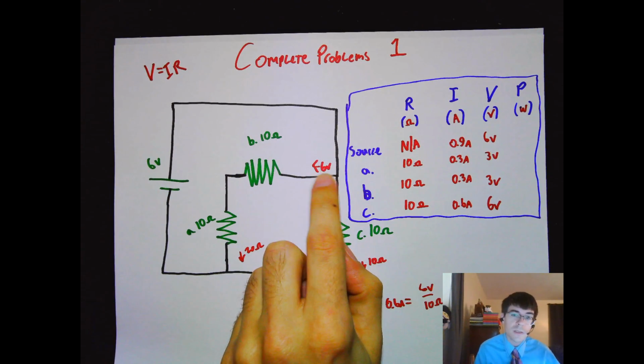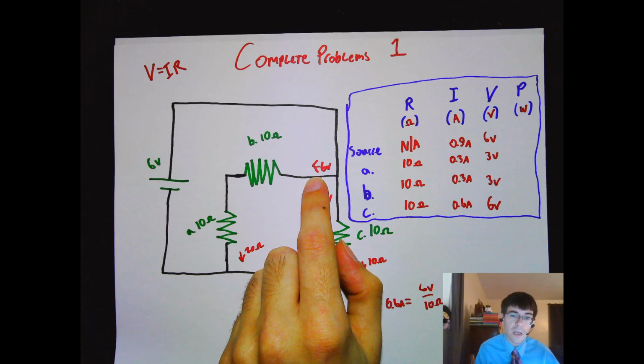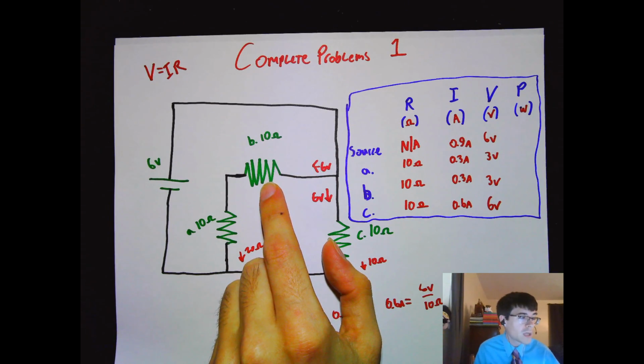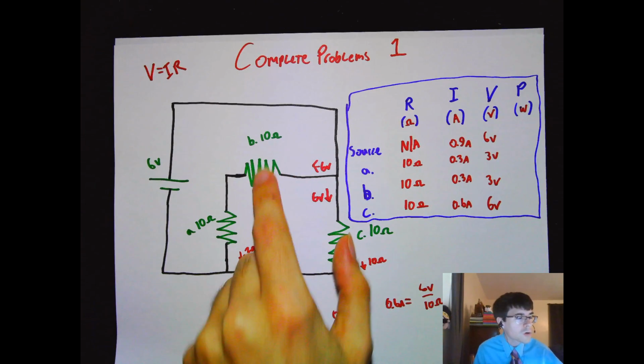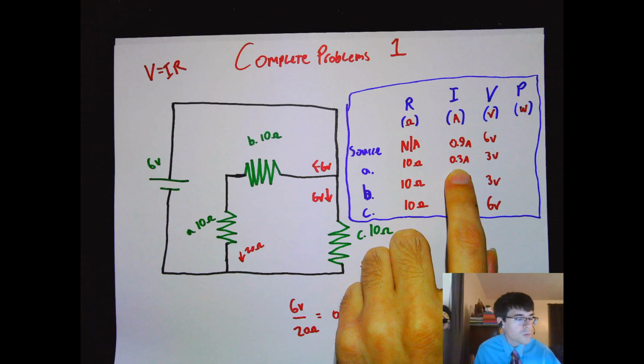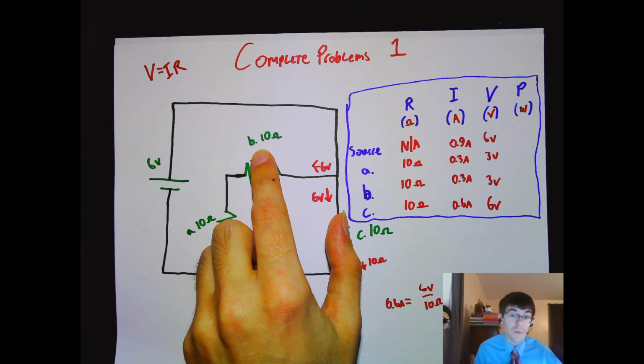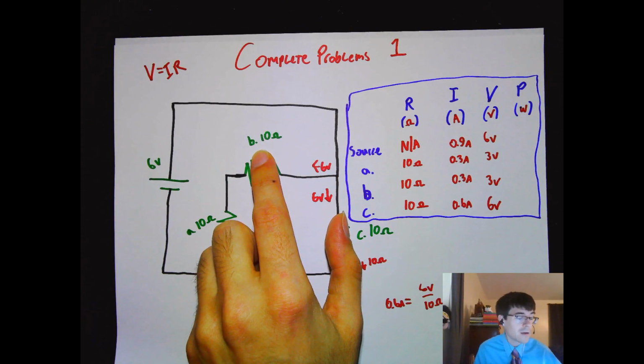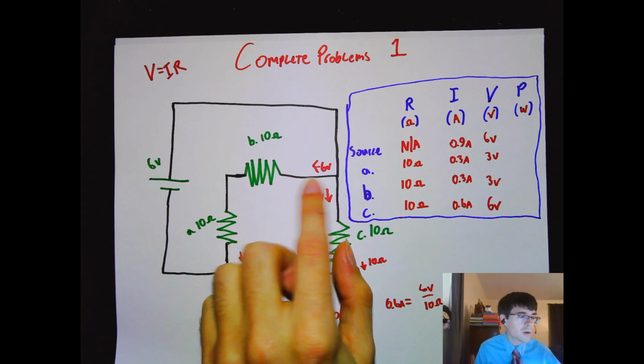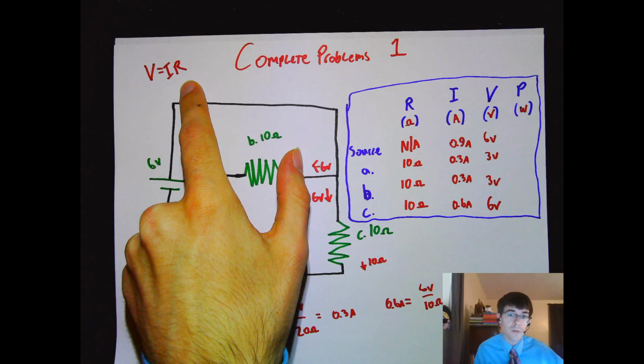If we know that 6 volts is going across this, right, and we know that the current involved here is 0.3 amps, and the resistance here is 10, well, shouldn't we be able to figure out exactly how much voltage this takes up? Yeah. Current multiplied by resistance, Ohm's law.